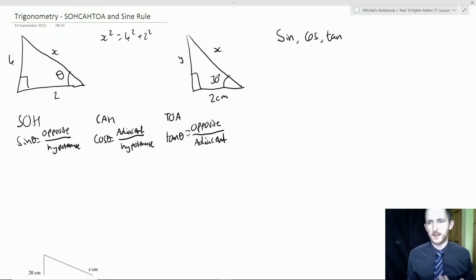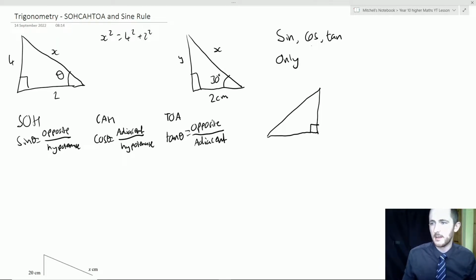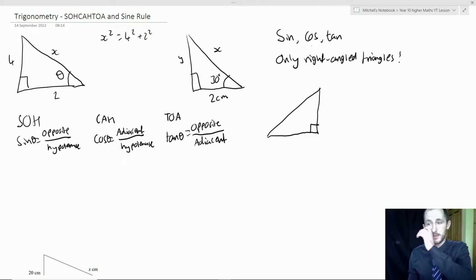But what we need to do first is we need to be able to label our triangles. So I've used these words adjacent, hypotenuse, and opposite, but I don't actually know what those mean yet. So what I'm going to do is draw a very generic looking triangle. It's going to be right-angled because keep in mind we can only use this for right-angled triangles. Okay, that's the only time we can use it.